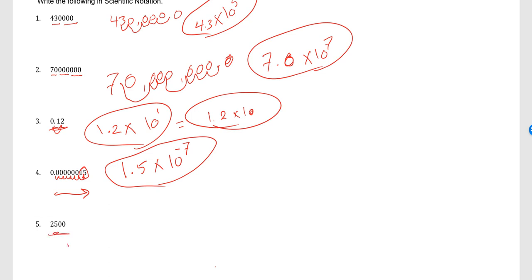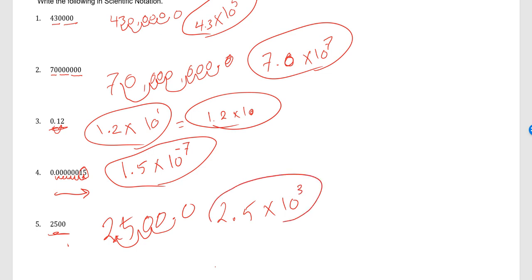2500. So this is the same as 2500.0. So 1, 2, 3. Right? So 2.5 times 10 to the third power, and this is positive 3, not negative 3, because we moved from the right to the left.